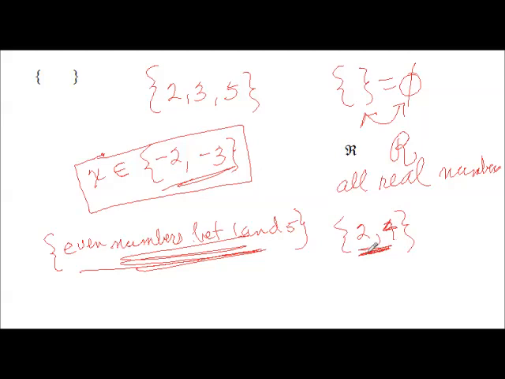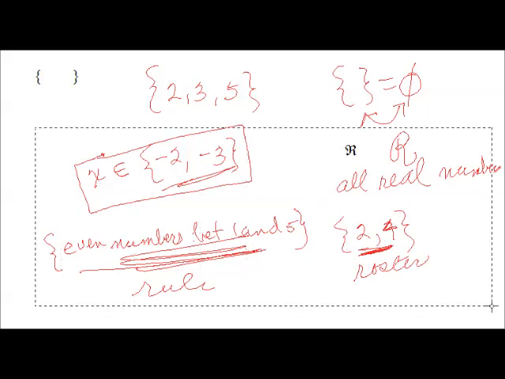And roster is by actually listing them. Rule and roster. You'll see in some of the books they'll give you a rule and then see if you can figure out the roster solution for it.